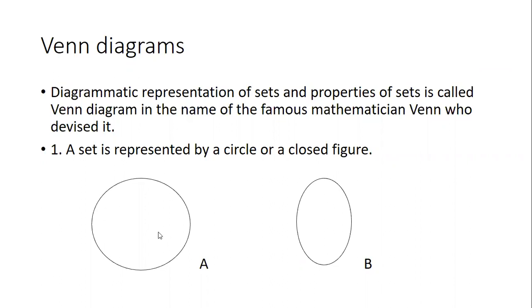Now, first, let us see what Venn diagrams are. A Venn diagram is a diagrammatic representation of sets and properties of sets. It's not only sets that we represent, but the properties of sets are also involved. Properties of sets include which set you are supposed to consider and how. The union, intersection, and difference that we calculate all come under properties of sets. So a diagrammatic representation of sets and properties of sets is called a Venn diagram.